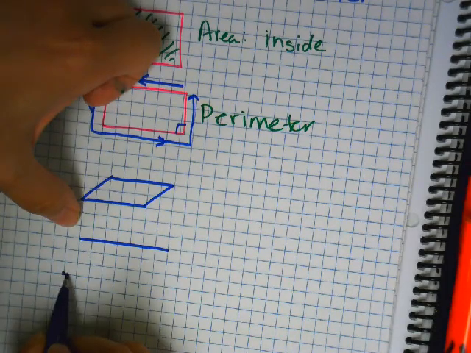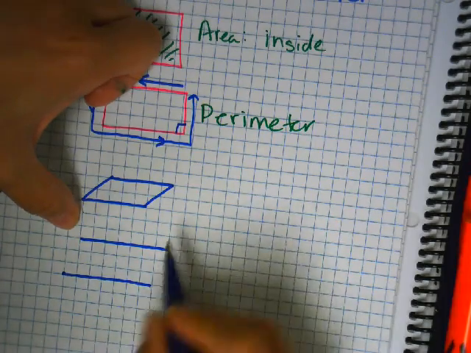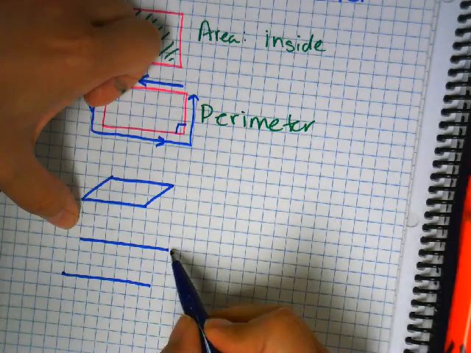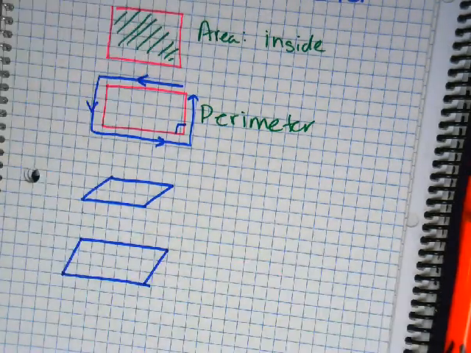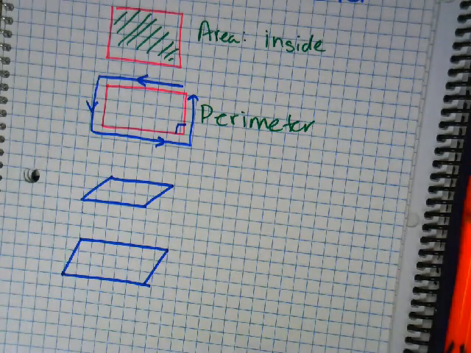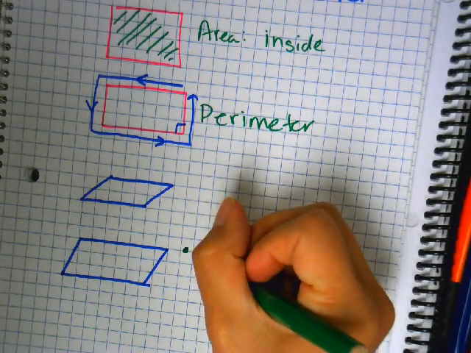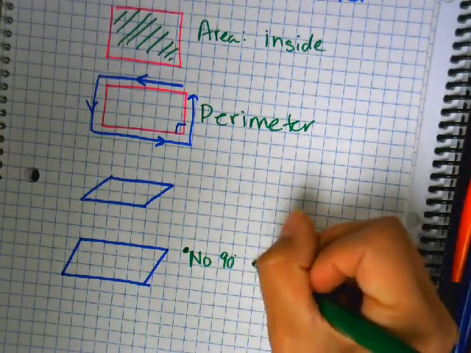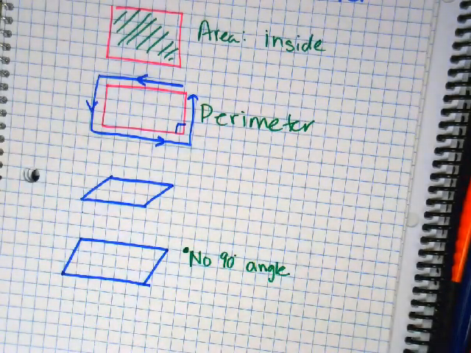Then I'm going to go all the way and stop 1 square before this one. So it's shorter on this end. And then I connect. Wow, that was really bad connecting. Okay? So this has no 90-degree angle. That's the key. It has no 90-degree angle.